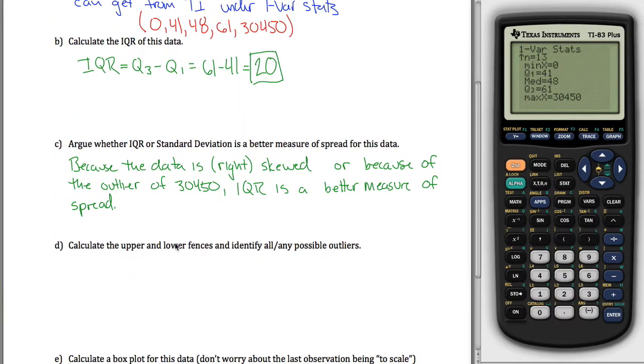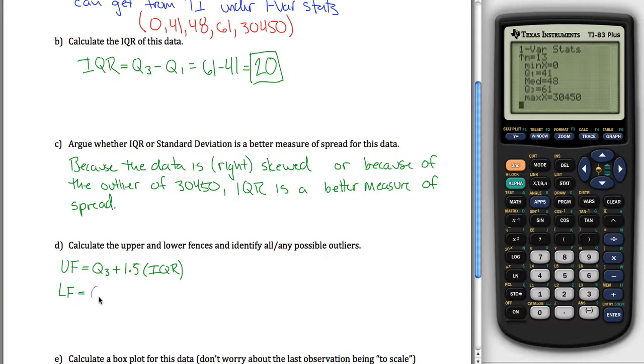Moving on, calculate the upper and lower fences and identify outliers. Our upper fence is equal to the third quartile plus 1.5 times our interquartile range. And our lower fence is equal to our first quartile minus 1.5 times our interquartile range.